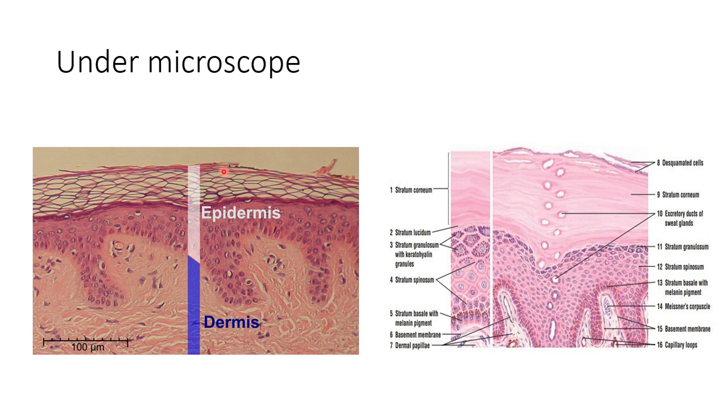Then under the microscope, this whole thickness constitutes the epidermis. So the first layer starts from here, stratum basale, spinosum, granulosum, and here is the stratum corneum. So this was all about epidermis.